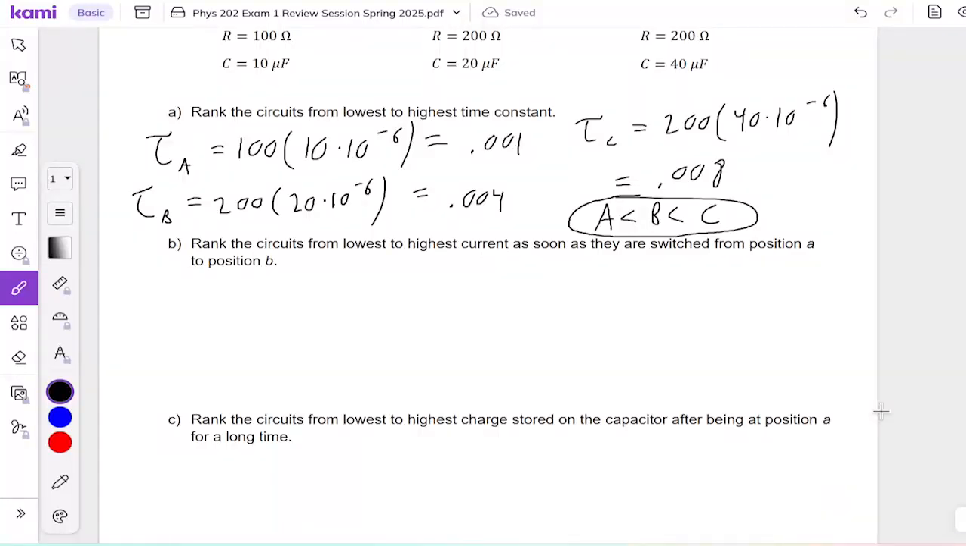Okay, next, Kyle. Rank the circuits from lowest to highest current as soon as they are switched from position A to position B. In other words, the discharging, and this is the short time for discharging. What are we going to do? That's a good question. It's a great question. Would you use the equation I equals VR over R? Yep.